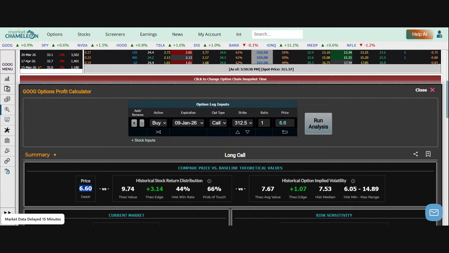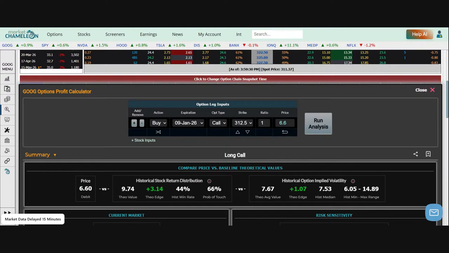There were times that it went down. There were times that it was unchanged. There were times that it went up and not by enough. But then there were times that it did go up by enough. So this tells us that in 44% of those observations, the stock went up by a big enough percentage to go above the strike and cover this premium.